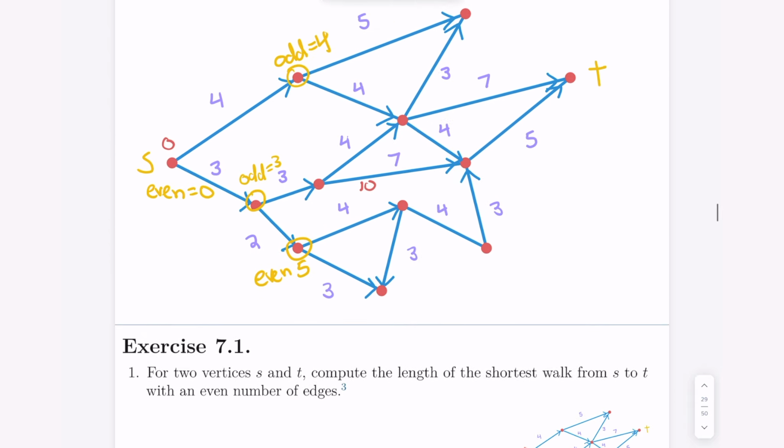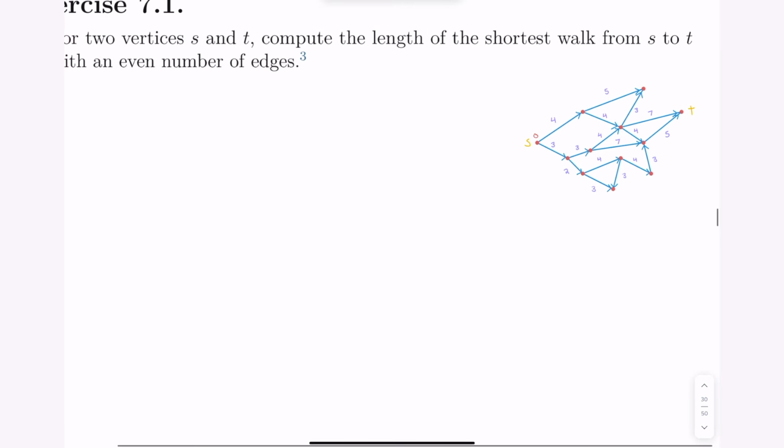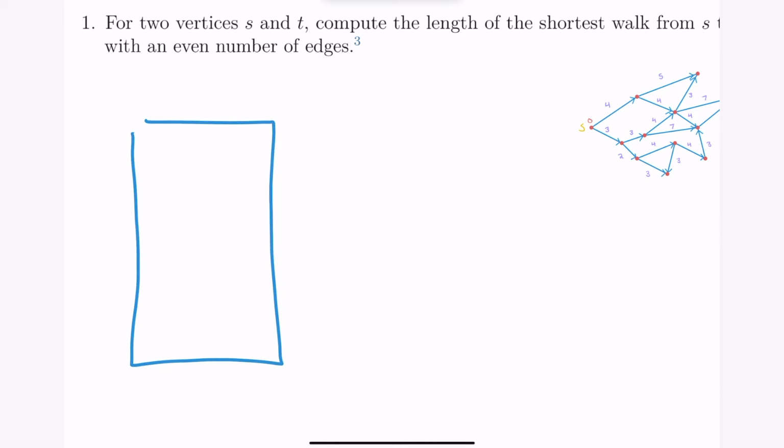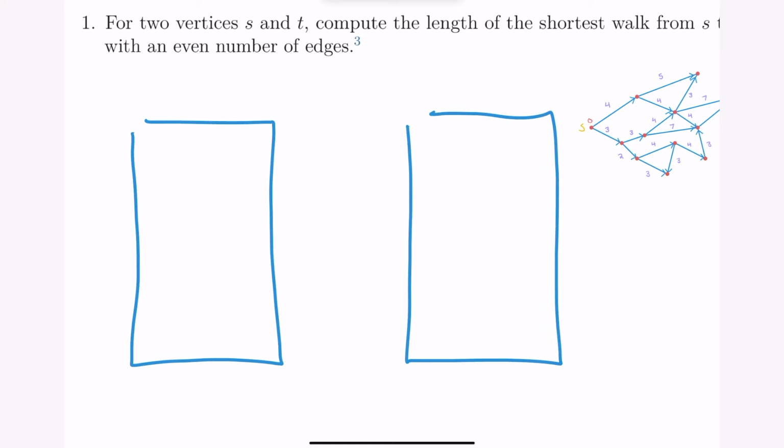Okay, so what can I do? I can try to make two vertex sets, two copies of the same vertex set. I'll call this copy V even. And I'll call this copy V odd. Inside we have lots of vertices, and it's two copies of the same vertex set.